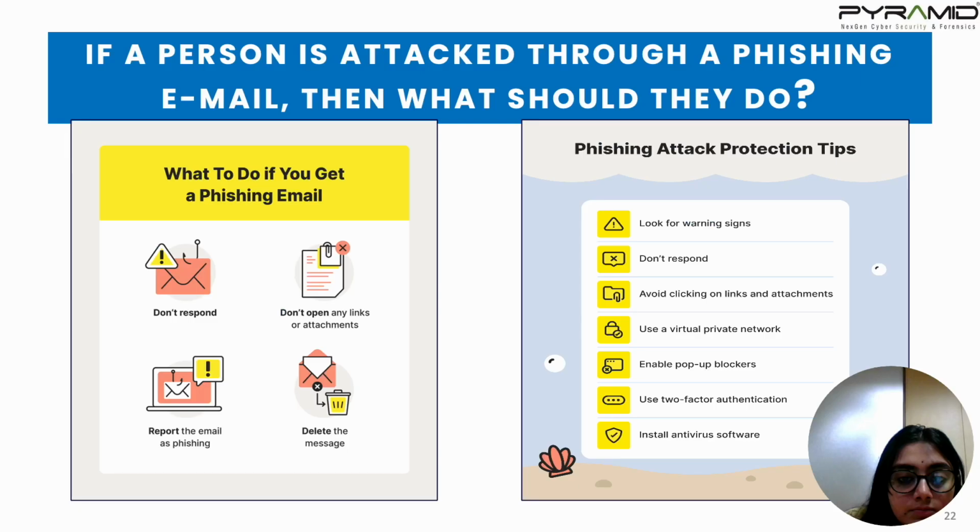Now we have some examples here. As you can see, what to do if you get a phishing email. Don't respond. Don't open any link or attachment. Report the email as phishing and delete the message. Here are warning signs to look for. Don't respond. Avoid clicking on links and attachments. Use a virtual private network. Enable pop-up blockers. Use 2FA, which is two-factor authentication, and install antivirus software.